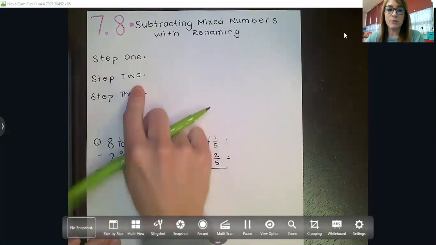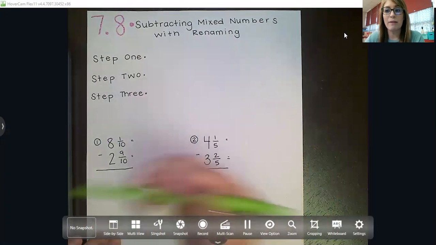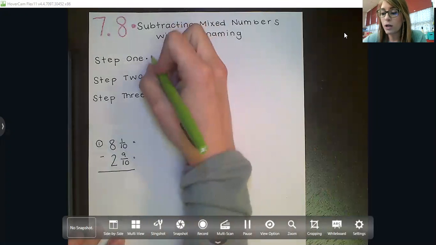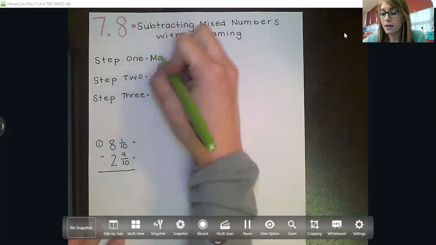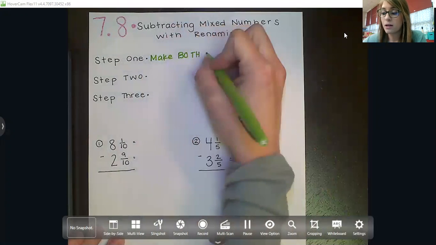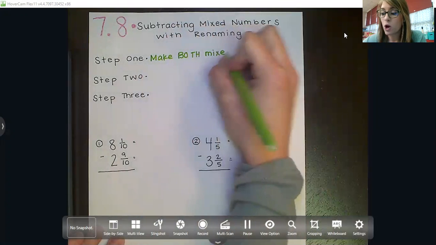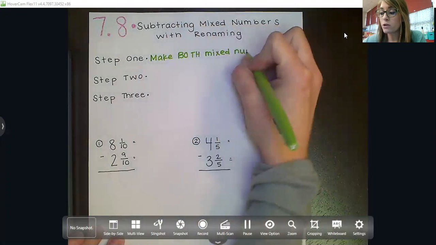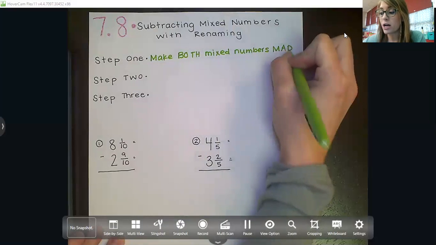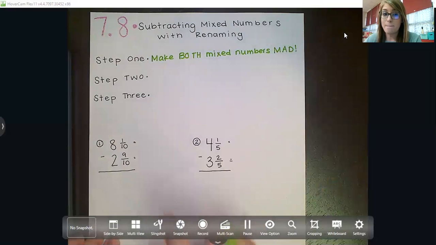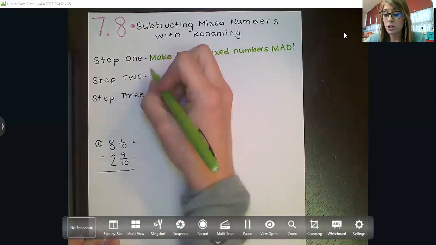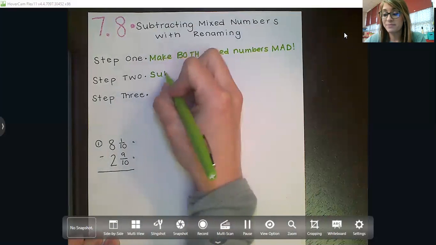All right, so there are 3 steps to subtracting mixed numbers when you have to rename them. The first thing you're going to do is make both mixed numbers mad. We're going to change both of those mixed numbers into improper fractions, just like we did in our lesson on Monday. Step 2, after you've made them both mad, you're just going to subtract.